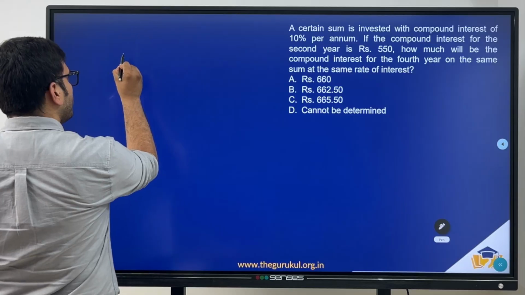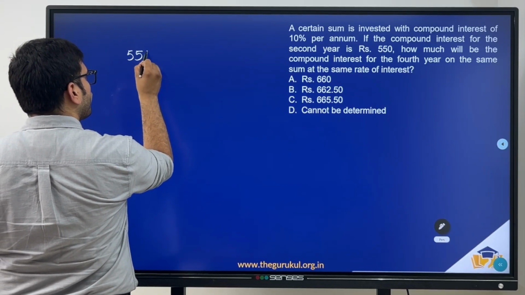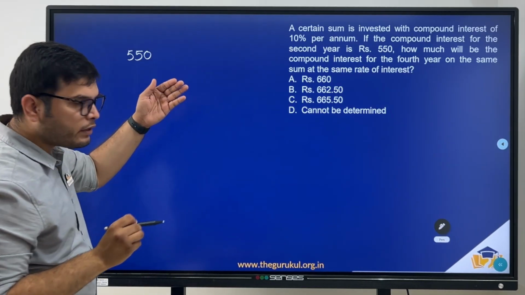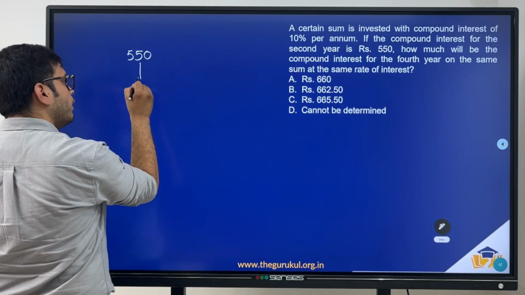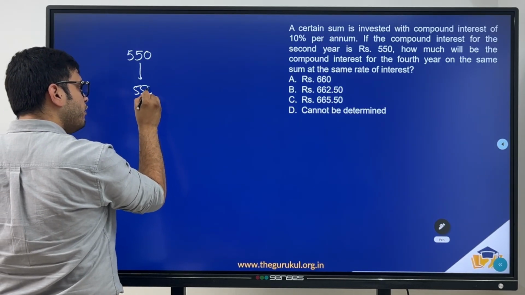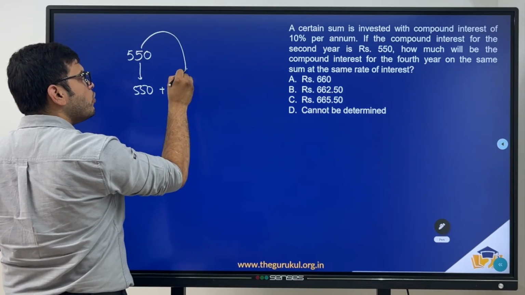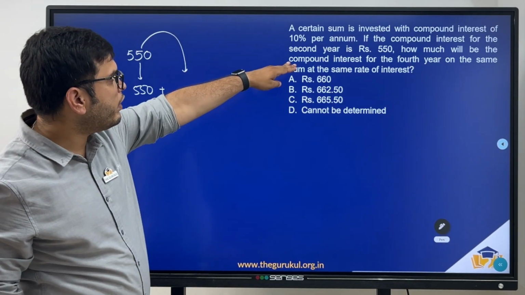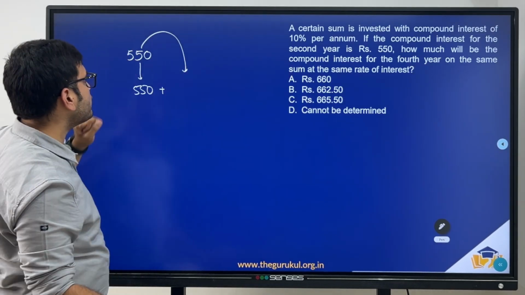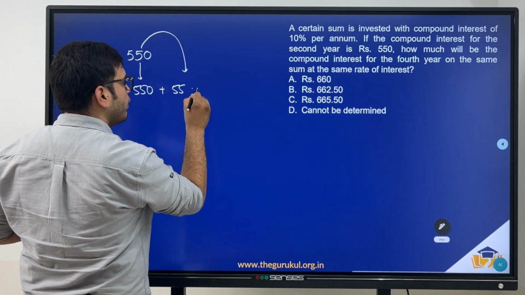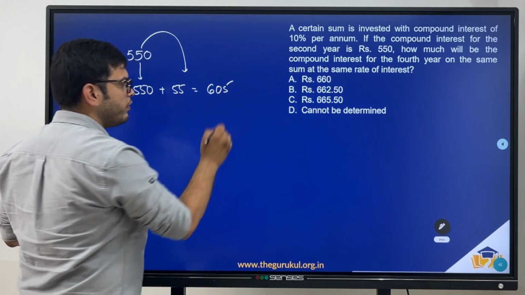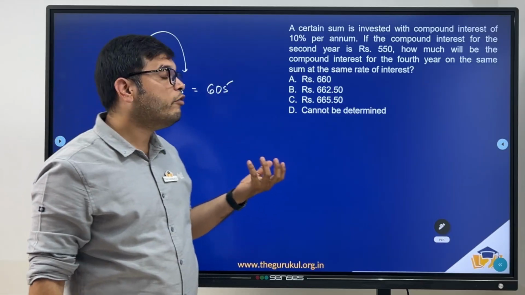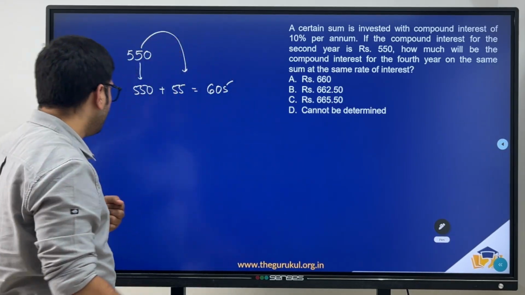So we are given the interest accrued in the second year, so 550 rupees. So the interest accrued in the third year would be the interest accrued in the previous year, the second year, plus interest on the interest accrued in the second year. Now what is the rate of interest? 10%. 10% of 550 is 55, which is nothing but 605. So an amount of 605 rupees was accrued in the third year, right?